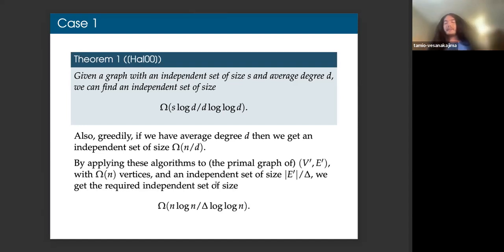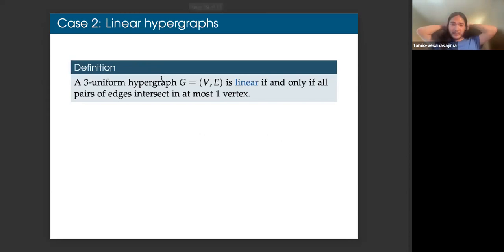By applying these algorithms to our hypergraph, not really our hypergraph, rather to the primal graph of the hypergraph, which is what happens when you replace each edge with a triangle, we can get an independent set of the required size. Basically, this S, if you replace it with this E prime over delta, it gives you exactly what we want. So in this case, we do some analysis, and we can find a big independent set with this algorithm that uses semi-definite programming. Next, we have this case for linear hypergraphs.